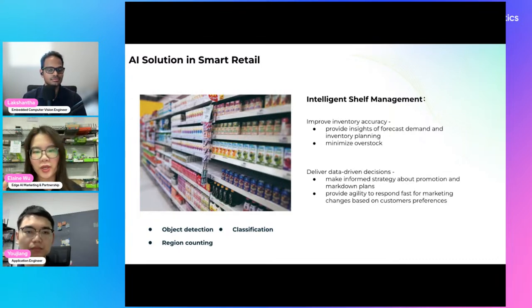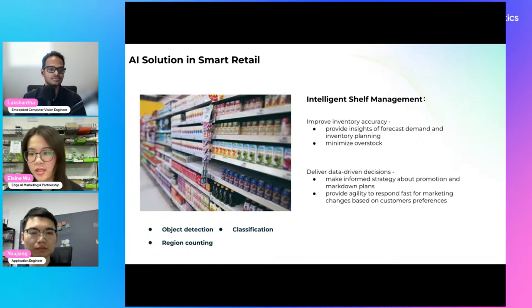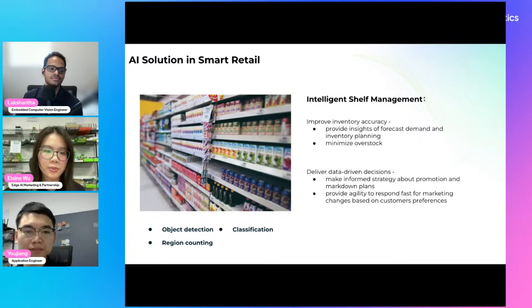So on the shelf, you can detect if there is a product out of stock. You can provide insights for forecasting the demand and inventory planning. And for checkout free, using YOLOv8, you just detect objects like vegetables or fruits, like Amazon Go's checkout free service. Then just under the camera, detect the object and put it on the weight.